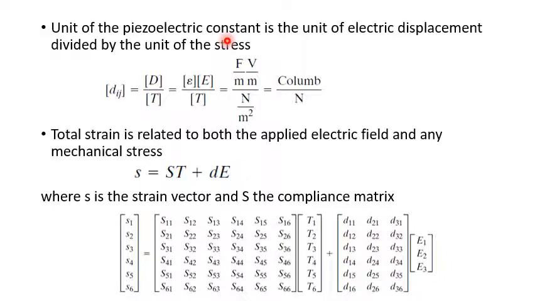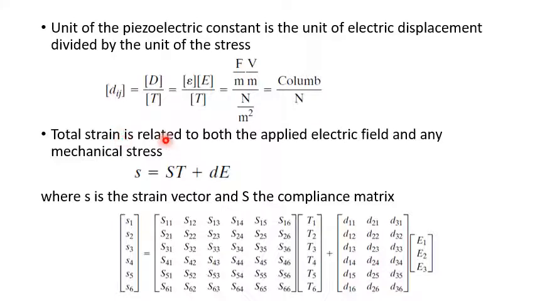Now the unit of the piezoelectric constant is the unit of the electrical displacement D divided by the unit of stress T. So D is ε times E, and the unit of ε is farad per meter and the unit of E is volt per meter. Divided by T, the unit of stress is force per area, which is Newton per meter squared. So in effect, you will get the unit of the piezoelectric constant as Coulomb per Newton.